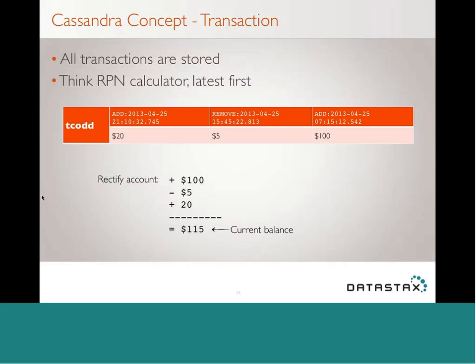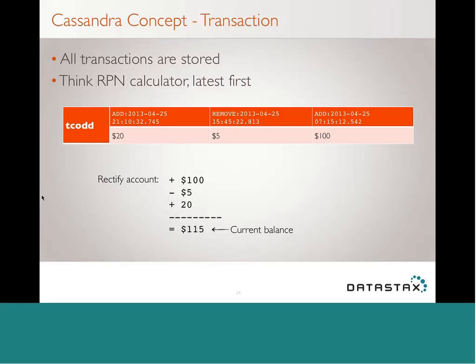So we'll start from the beginning. I need to rectify this account. So back here on 4/25 at 7 o'clock in the morning, he put in $100. Then at 3:45 in the afternoon, he took out $5. And then he added back $20 at 9 o'clock at night. So now when I need to rectify, I'll just play it backwards. I'll go to the last record and play it back. So $100 minus 5 plus 20. Oh, you got $115 in your account.